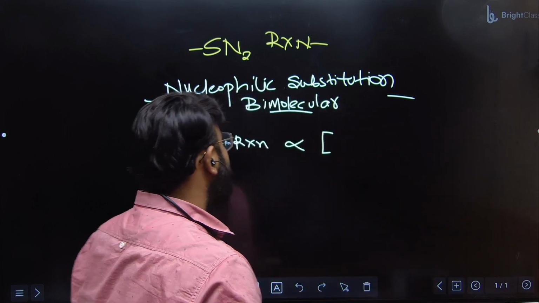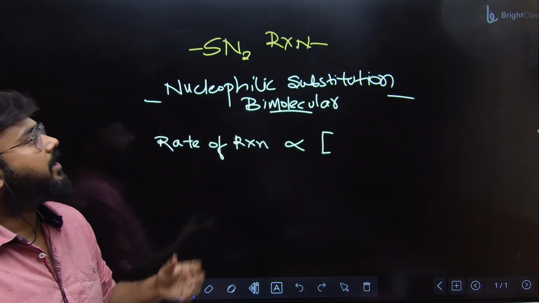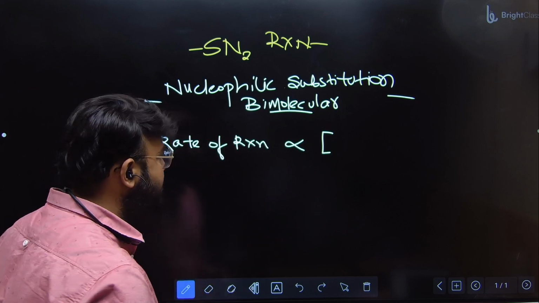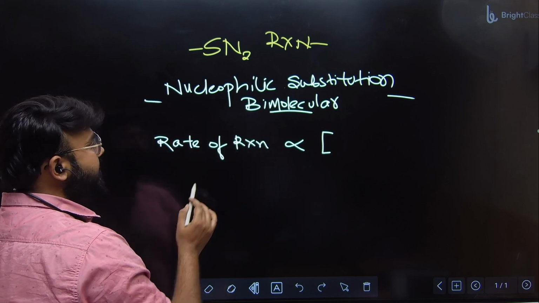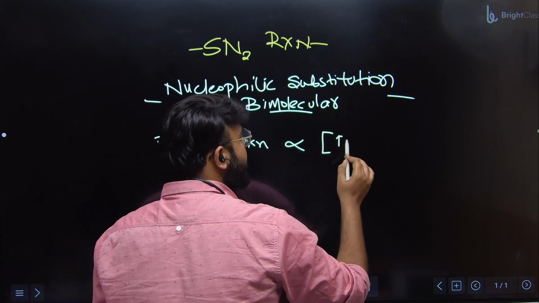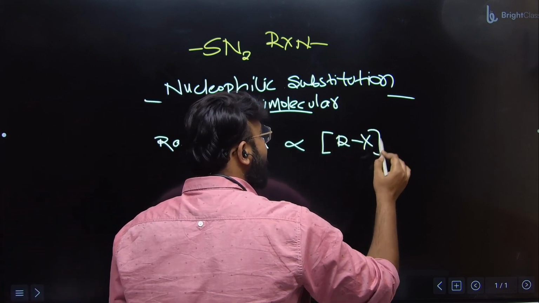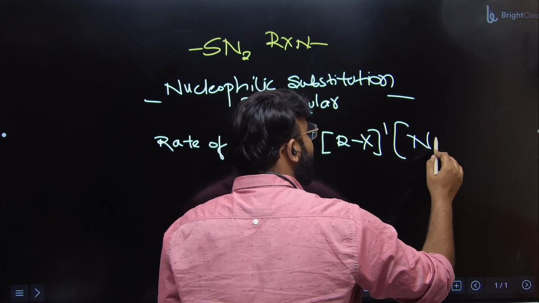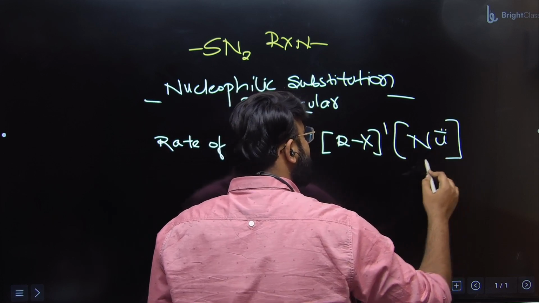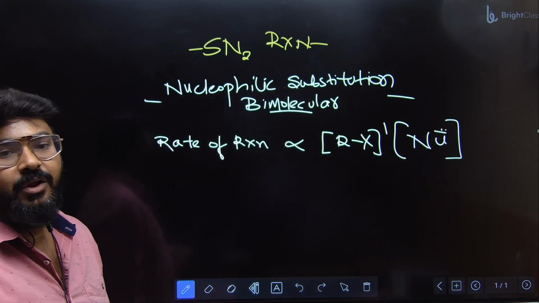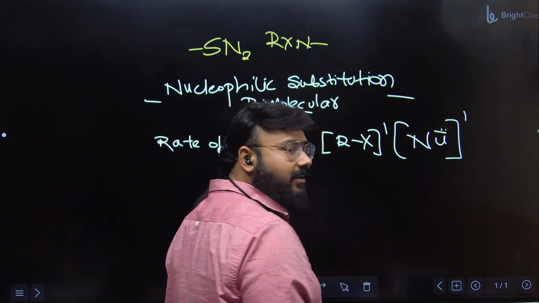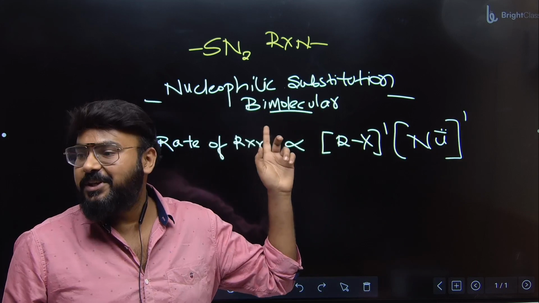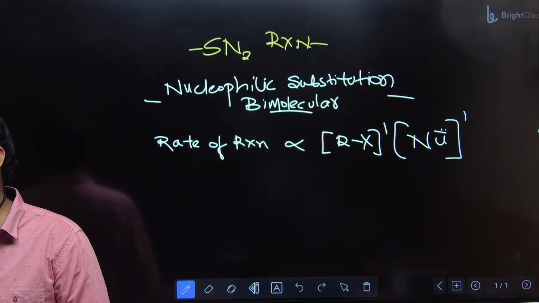Dia, take a quick note. We have started the SN2 reaction, okay? Bimolecular. The rate of reaction depends on the alkyl halide as well as the nucleophile. Remember, the SN1 reaction was not depending on the nucleophile. So what is 1 plus 1? What is the molecularity? 1 plus 1, 2. 2 means bimolecular. Okay?